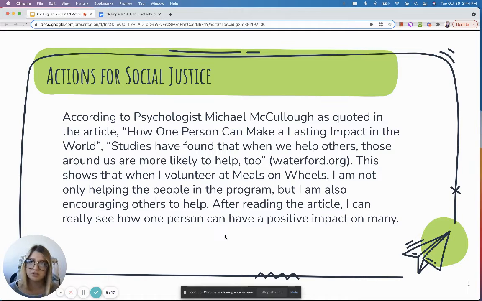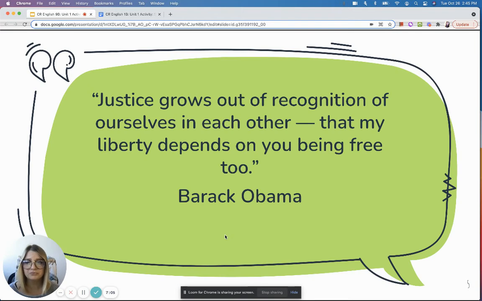So I'm taking that research question again, and I'm answering how I can help make that change, right? If I help at Meals on Wheels and people see me volunteering, then they are more likely to volunteer as well. That's what I learned in my research, and that's what I'm taking with me and writing in my presentation as how that affected me.